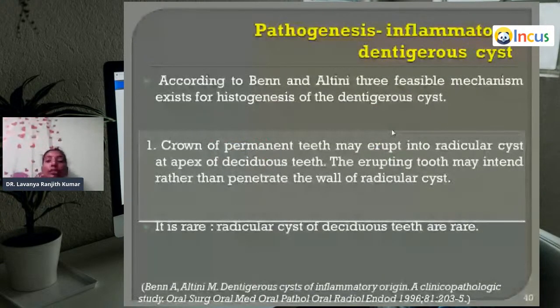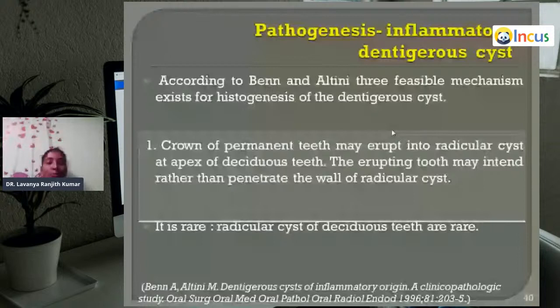So, pathogenesis of inflammatory dentigerous cyst, or inflamed dentigerous cyst: according to Browne and Altini, three feasible mechanisms exist for histogenesis of dentigerous cyst with inflammation. First, the crown of a permanent tooth may erupt into a radicular cyst at the apex of a deciduous tooth. So the erupting tooth may penetrate the wall of the radicular cyst. It's very rare for a deciduous tooth to have a radicular cyst, so this is a very rare mechanism.